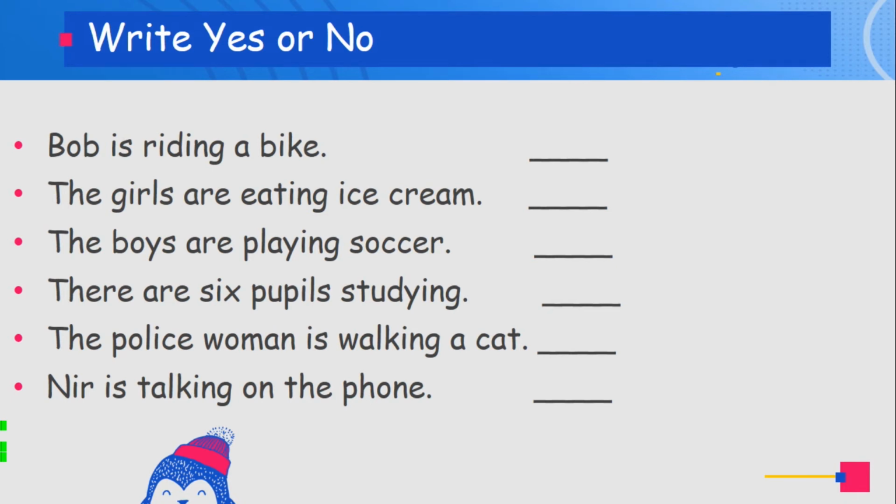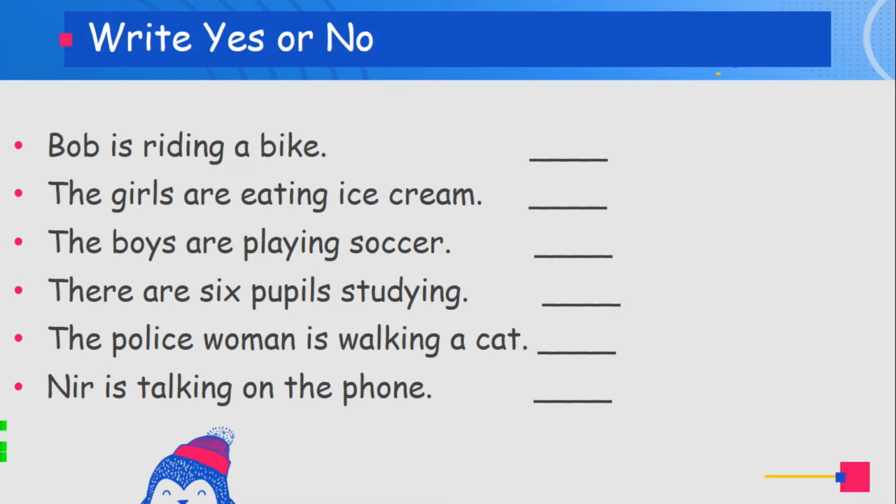Write yes or no. Bob is riding a bike. Yes or no? The girls are eating ice cream. Yes or no? The boys are playing soccer. Yes or no? Do you remember the pupils learning in the corner? There are six pupils studying. Yes or no?